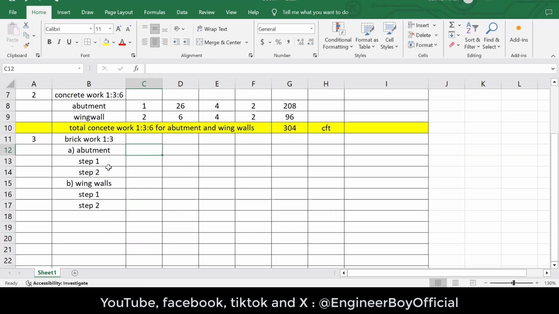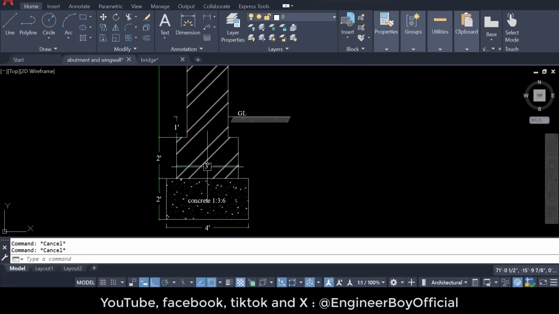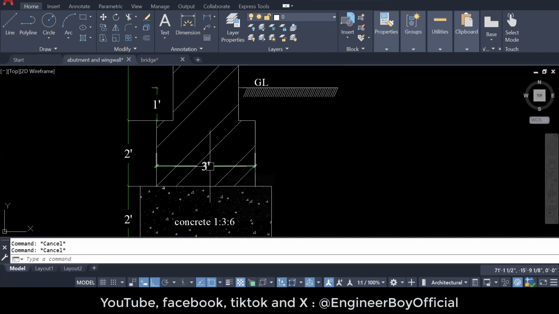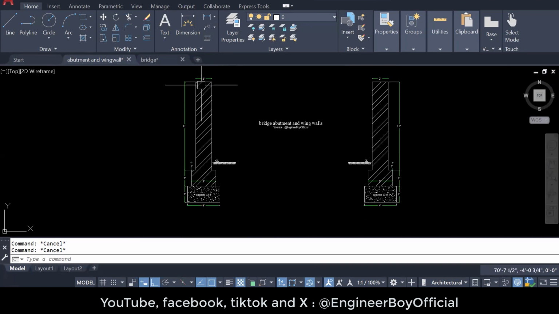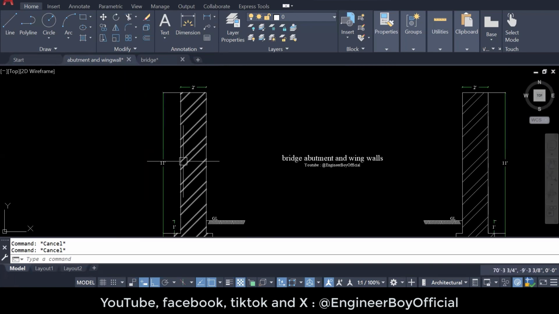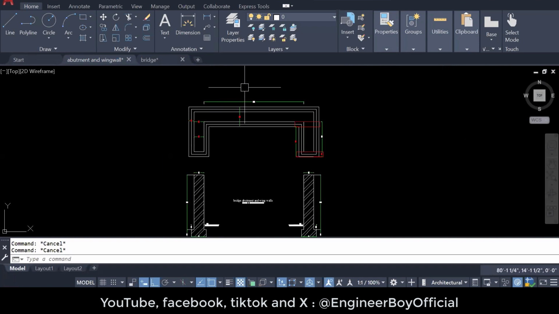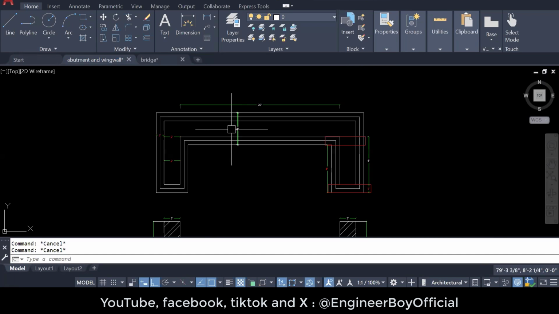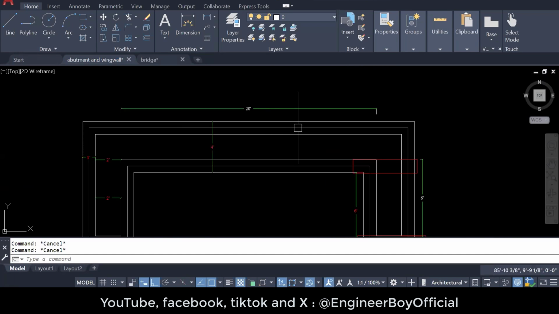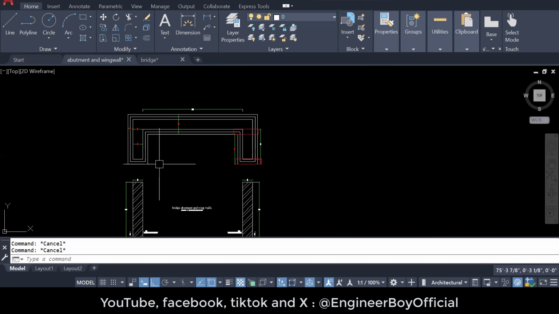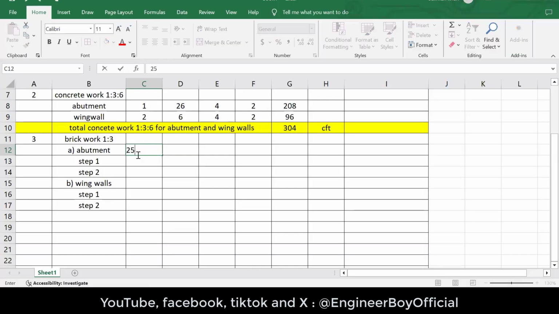Now, abutment. If you remember this step 1, let's just jump into the AutoCAD. As you can see, this is the step 1 whose width is just 3 feet. Now, what's the formula? You have to just subtract the width of the wall, which is 2. So 3 minus 2, that is only 1. Now we have to add the length of the abutment, which is 20, and 2 for one side and 2 for another side, which is 24. So 24 plus 1, that is 25. Very simple. So the length of abutment is just 25.